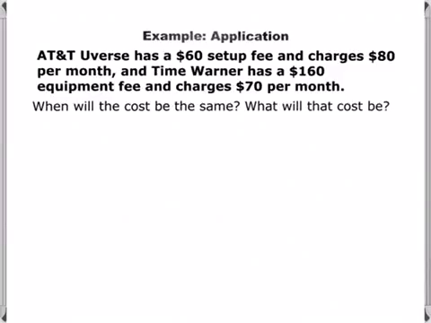All right, here we have a story problem. AT&T U-verse has a $60 setup fee and charges $80 per month, and Time Warner has a $160 equipment fee and charges $70 per month. When will the cost be the same, and what will the cost be? So we need to set up our two equations, one for AT&T and one for Time Warner. So for this problem, I'm going to let months be x and total cost be y. So for AT&T, our total cost is y equals $60 setup fee plus the $80 per month.